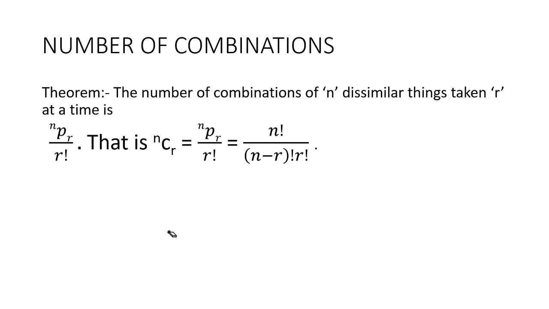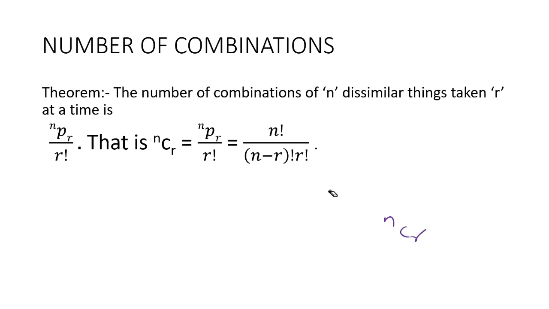Next we have combinations. The number of combinations of n distinct objects taken r at a time is in general denoted by n choose r or nCr. You have to read it as n choose r. This theorem tells us how many combinations we can have. The number of combinations of n distinct objects taken r at a time is nPr upon r factorial. That is, n choose r is equal to nPr upon r factorial, which is the same as n factorial upon n minus r factorial times r factorial. Therefore, n choose r is equal to n factorial upon n minus r factorial times r factorial.